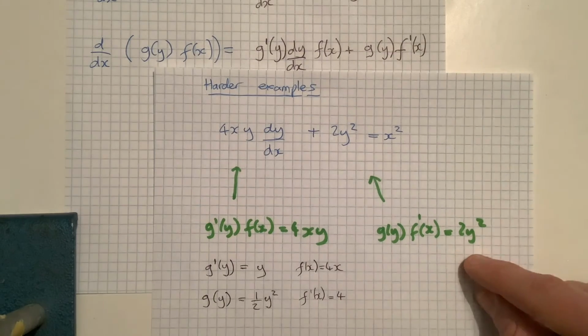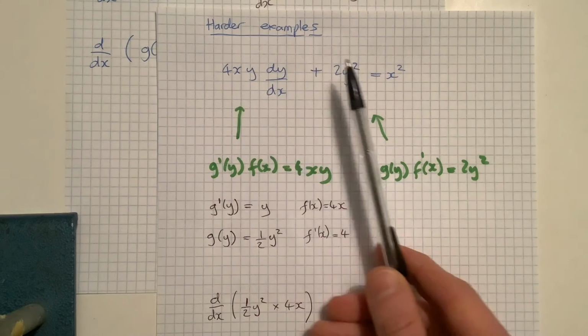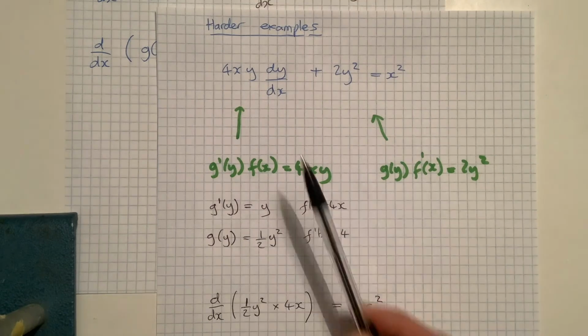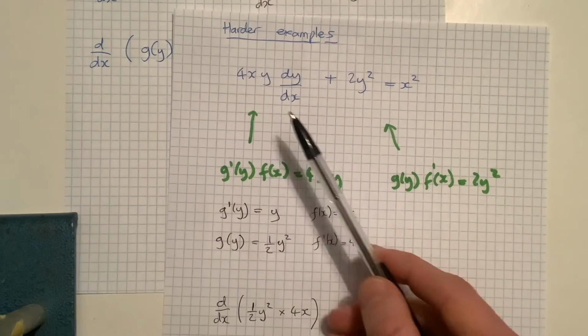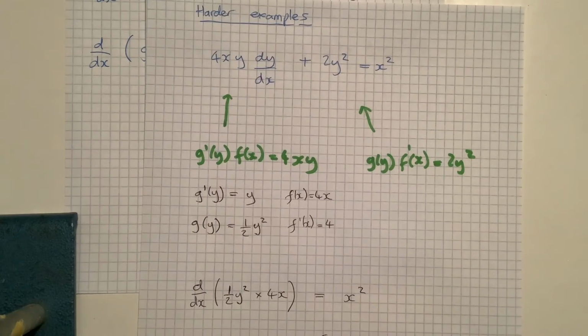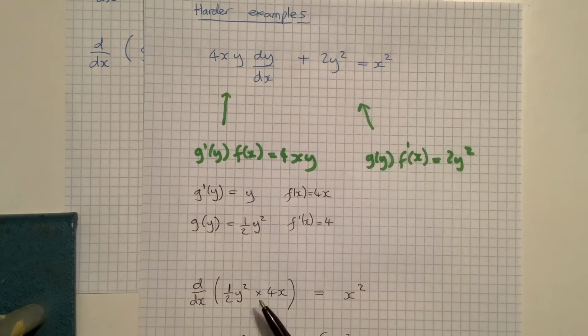So that allows me then to take that original equation, this, and rewrite the left-hand side as the derivative of the g of y function times the f of x function. I know that when I differentiate this, I would get all of this. So that is a long way how you can find out what's going to go inside these brackets.